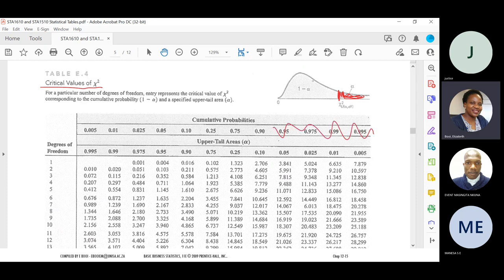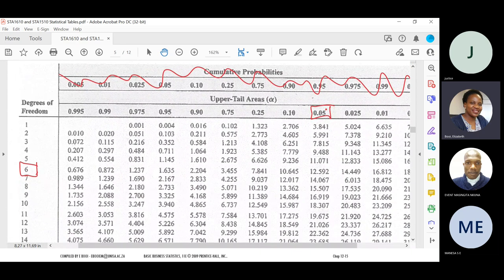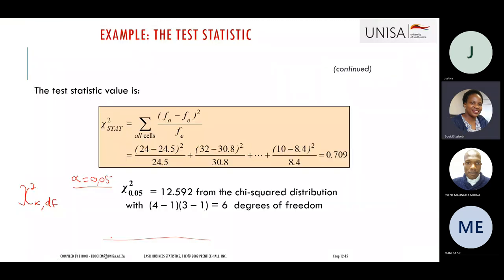So also, we don't use the top ones. We only use the upper tail values, which are your alpha values next to the table. We're looking for 0.05. There is 0.05. We're looking for the degrees of freedom of 6. Where they both meet, that's where we will be, and that is our critical value. The critical value is 12.592.